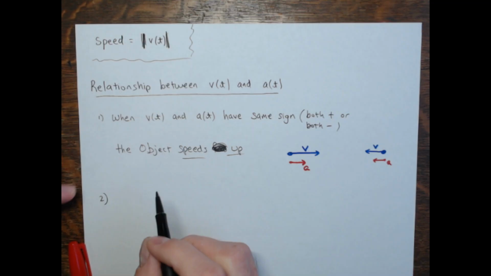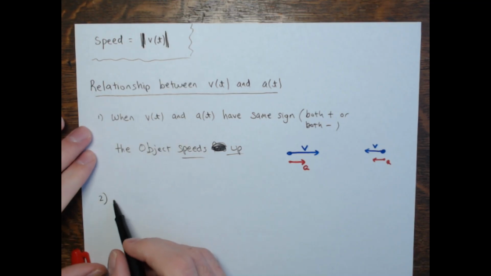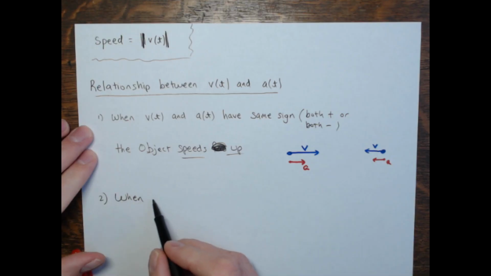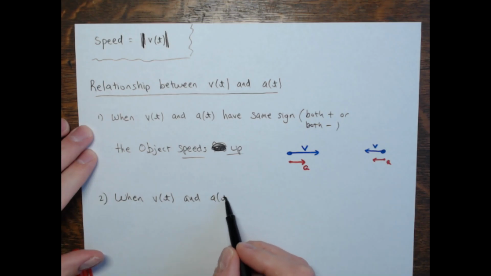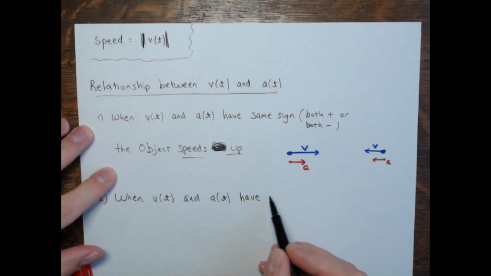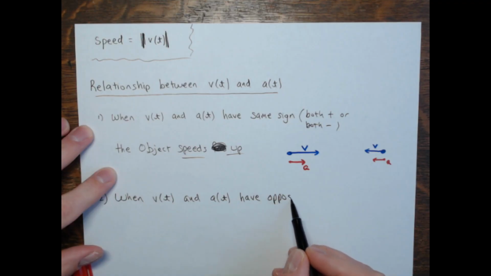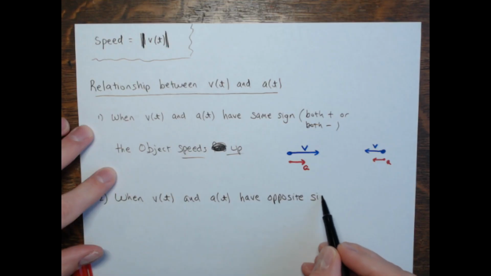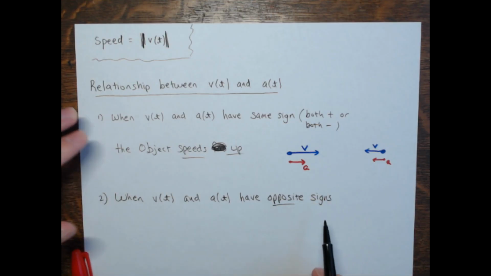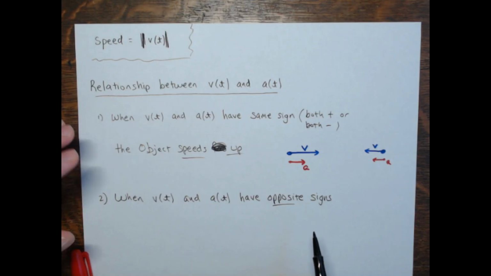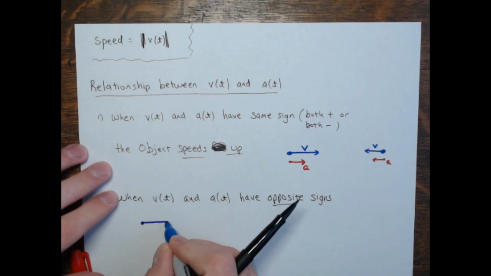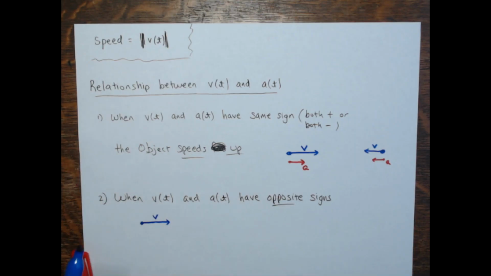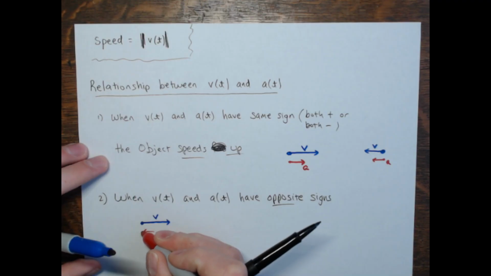And then of course the other way around is if these two things, the velocity and acceleration, have opposite signs. Right, so that means one's positive and the other's negative. This is like going against the wind or against the water. So for instance, say velocity was positive, so the object's moving right, but acceleration's negative.